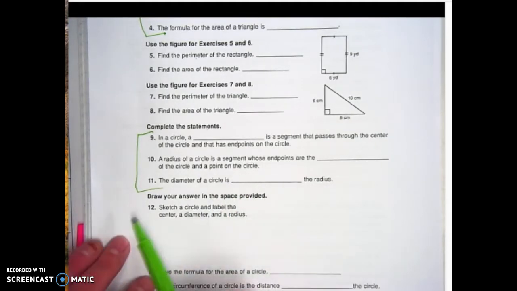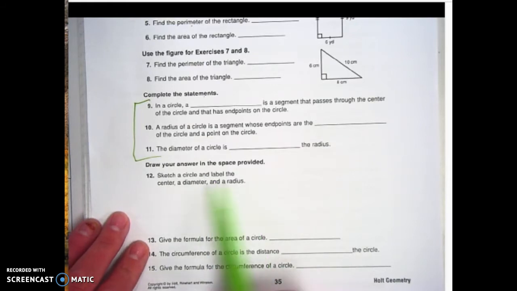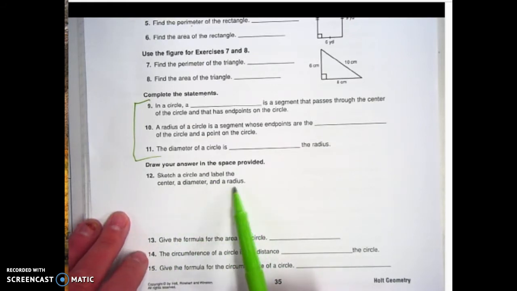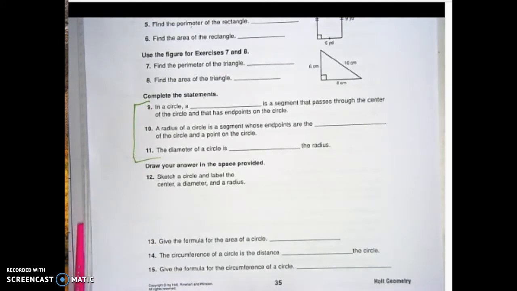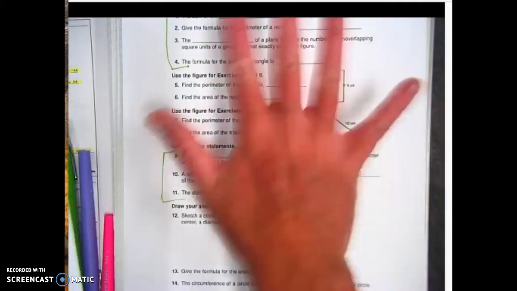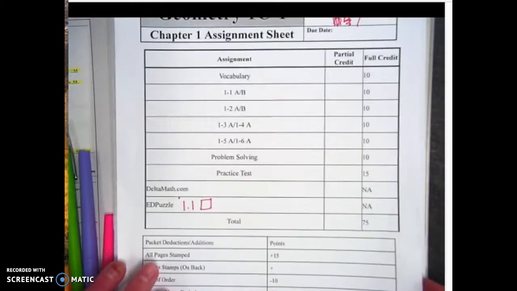Okay. All right, number 12. Sketch a circle and label the center, a diameter, and a radius. Give the formula for the area of a circle in your notes. The circumference of a circle is the distance blank the circle, and give the formula for the circumference of a circle. That's easy. You don't even have to calculate the area of a circle. That should be pretty easy. If you are working on that in class and you have any questions on it, just let me know. I'm assuming you don't have any questions on it unless you ask.